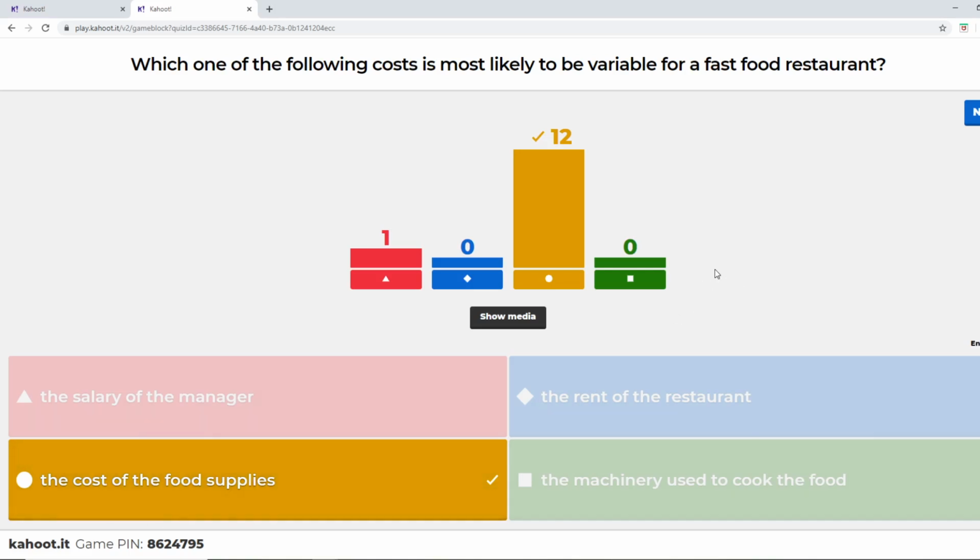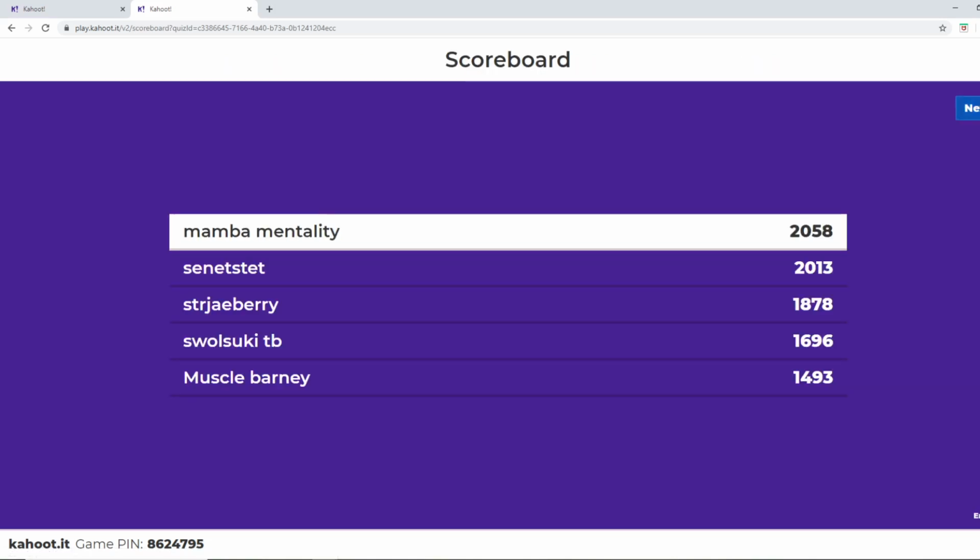When you are trying to increase the output, you need to buy more food. You need to buy more vegetables. You need to buy more meat, right? And that's why that is the most appropriate answer. But here the machinery, I would say they are also correct, but not at this level. At this level, just treat ourselves like dummies. When you go to a higher level, they will tell you why machinery can also be variable costs. Let's go to the next one.